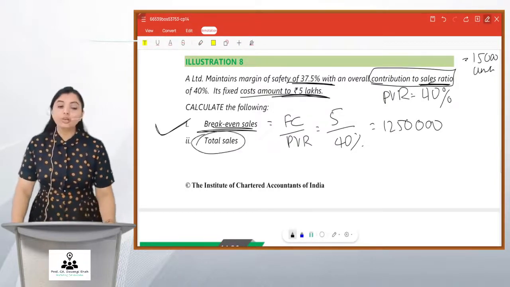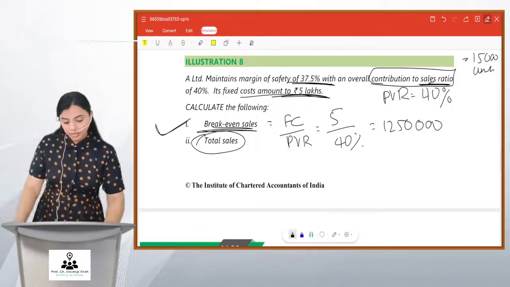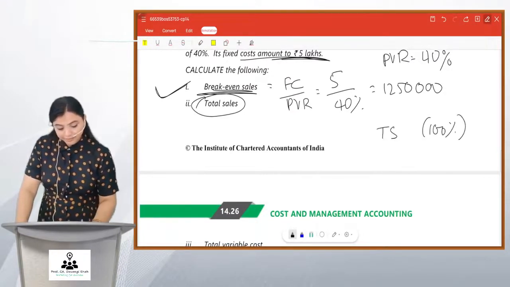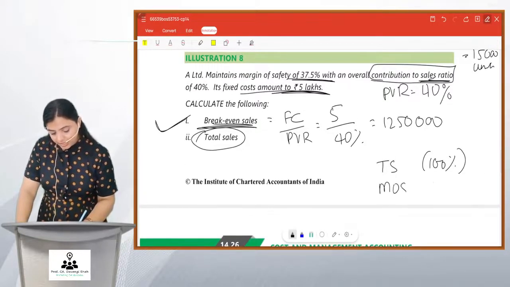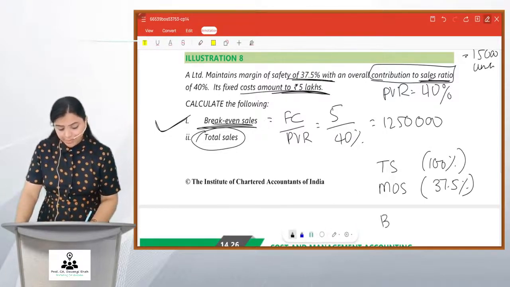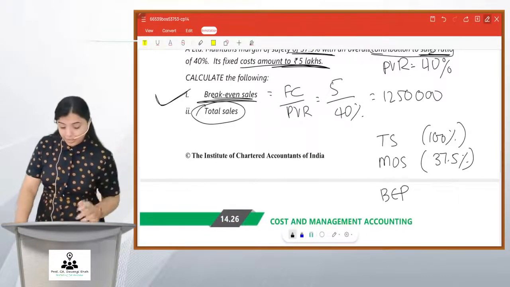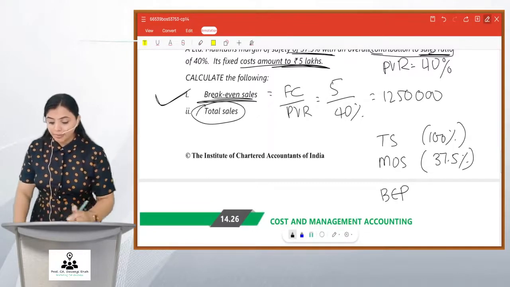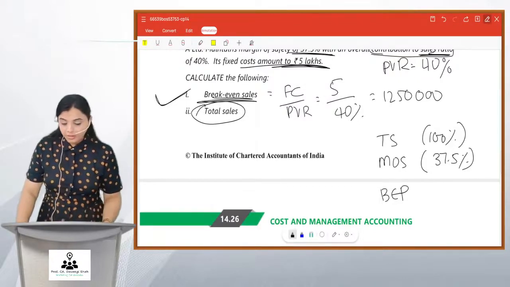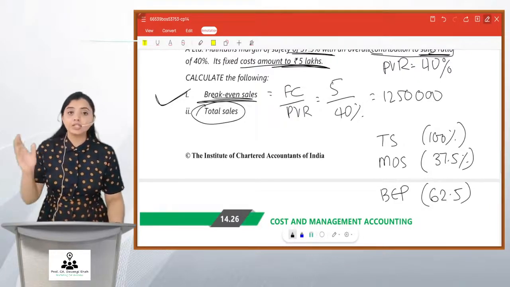What will be total sales? Total sales is nothing but break-even sales plus margin of safety. Both should be included. So my dear friends, let me tell you, your total sales are always 100%. They have given that margin of safety is 37.5%. Now if margin of safety is 37.5%, friends, what will be BEP? Please write in the comment section. It will be 100 minus 37.5. It will be 62.5%. Correct?